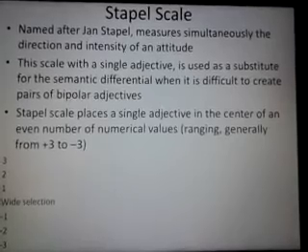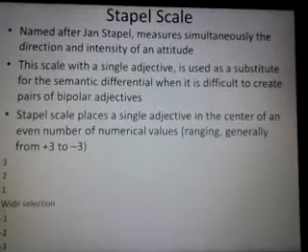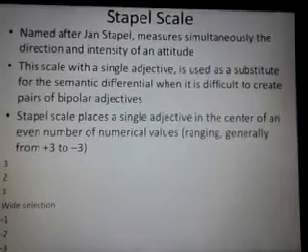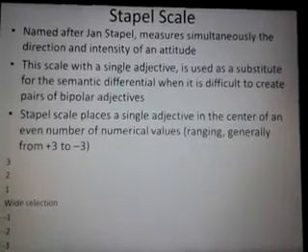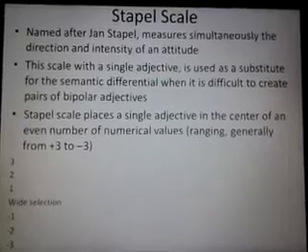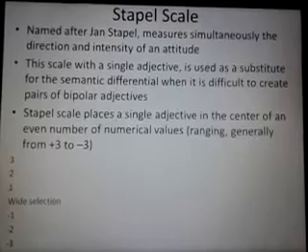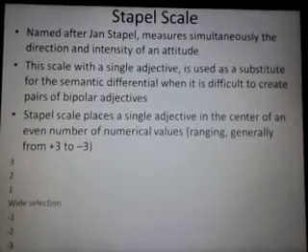Stapel scale places a single adjective in the center of an even number of numerical values, ranging generally from plus 3 to minus 3. The second important thing to consider in this scale is that this is a vertical scale. We have seen all other scales which are horizontal, but this is a vertical scale.